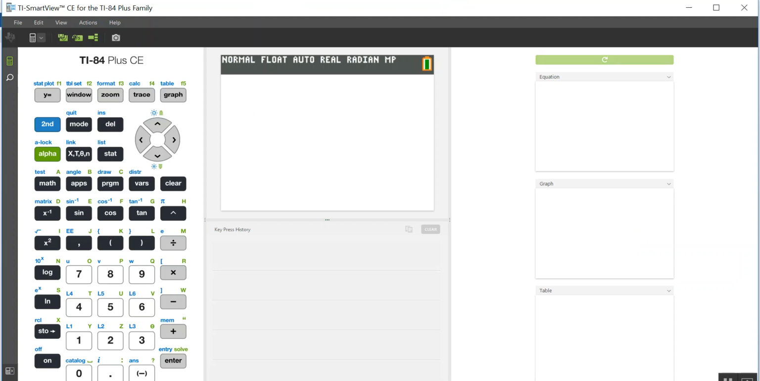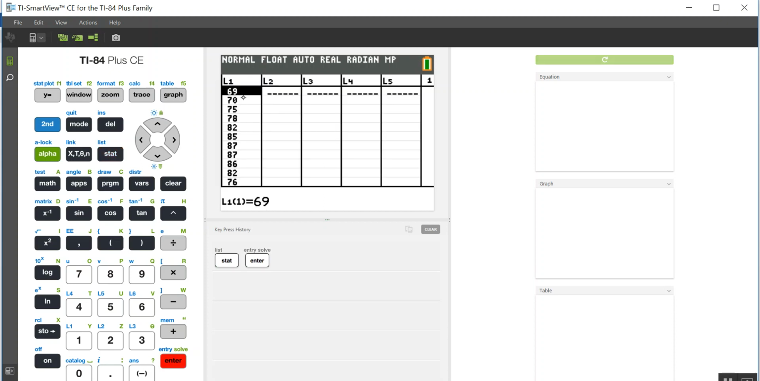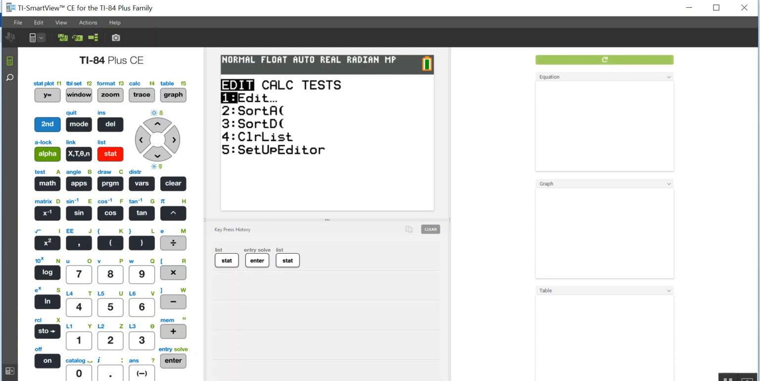I'm going to enter those values into list 1. So remember, hit the Stat button, and if I hit enter, unfortunately I still have my values in there from the last section when I put those in for an example. So I need to clear those out. Let me show you how to clear those values. So go back to Stat, and you'll notice number 4 here is Clear List.